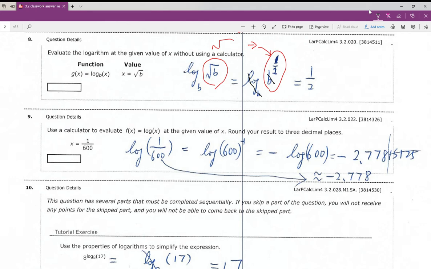So they provide the function, and you simply plug in this x to the function. Now, a fraction 1/600, you can change it to an exponent, right?